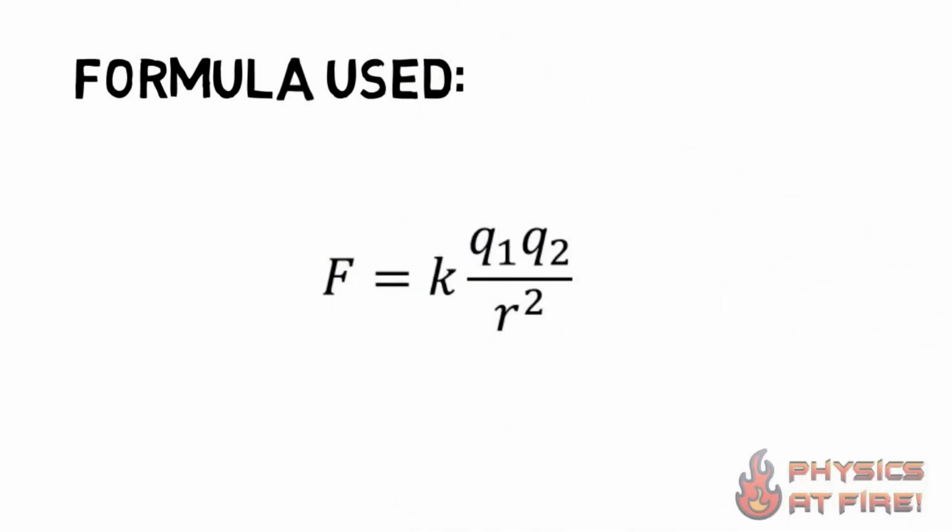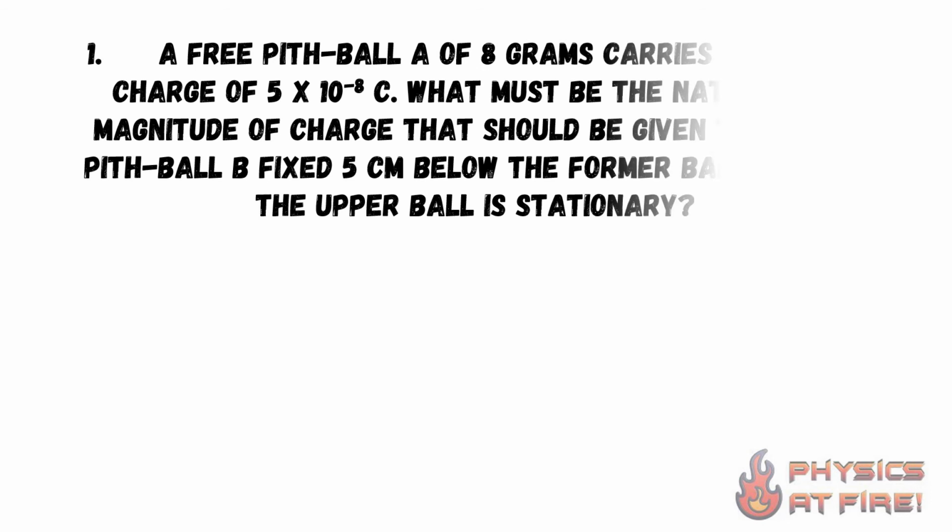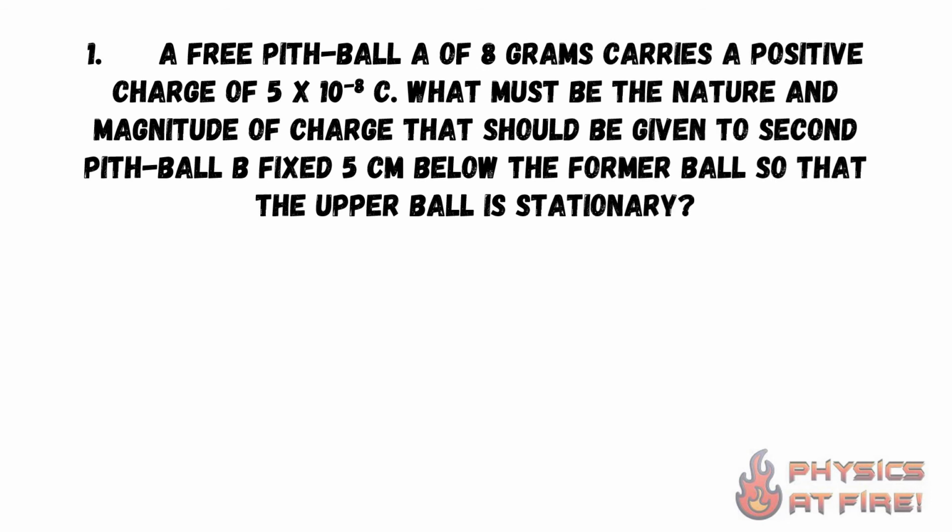Now, let's move to other problems, and the formula that we are going to use in that is F is equal to K Q1 Q2 by R square. Now, let's move to question 1. A free pith ball A of 8 grams carries a positive charge of 5 into 10 raised to power minus 8 coulomb.